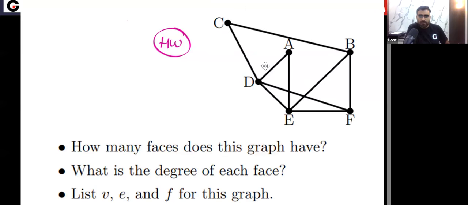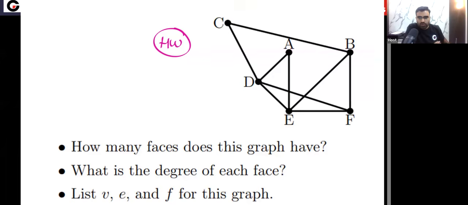Now you tell me one more thing. To count the number of faces, which planar representation you will consider? See, this diagram, this graph has many planar representation. So to count the number of faces, which planar representation you will consider? You can consider any planar representation. Okay, is this clear? But let me tell you one thing. See, you can consider any planar representation to count the number of faces. The number of faces will not change, but the degree that can change.